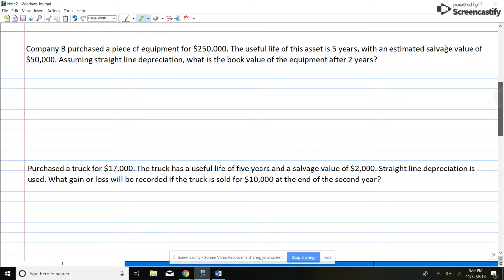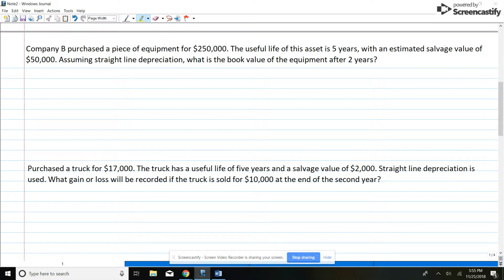Looking at this first problem, Company B purchased a piece of equipment for $250,000. The useful life of this asset is 5 years, with an estimated salvage value of $50,000. Assuming straight line depreciation, what is the book value of the equipment after 2 years? Alright, so again, pause the video, try and do it for yourself first, and then I'll talk about it.